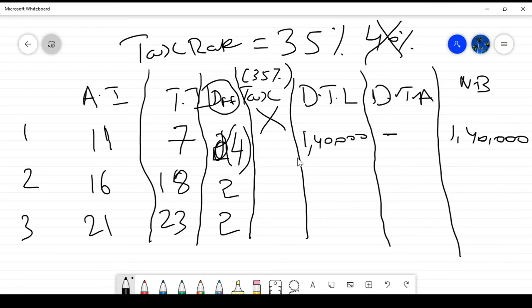So here what should I do? I am paying more tax in the second year, so I have to create deferred tax asset. 2 lakh into 35% is 70,000. This is one.